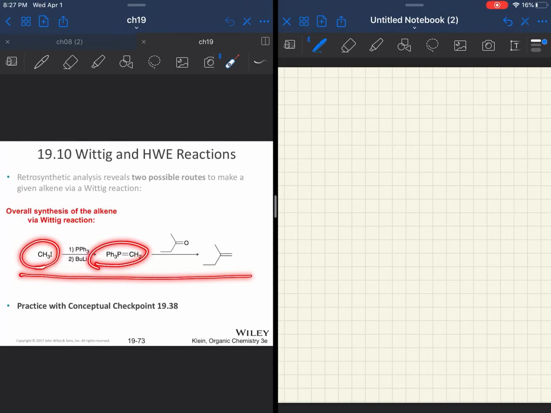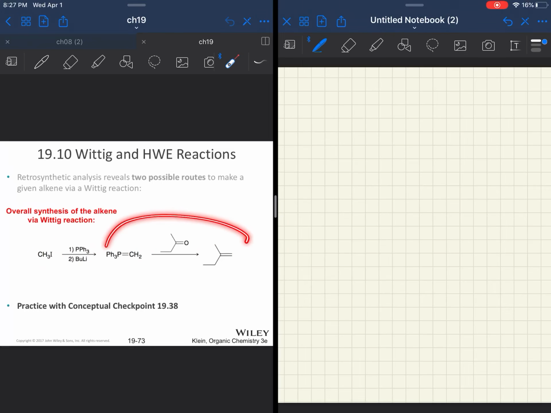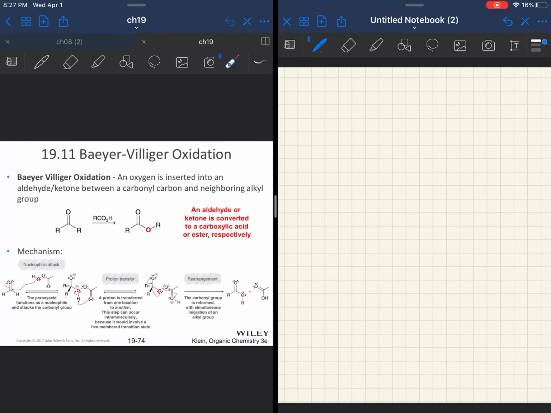Okay, this is what it would look like if you were asked to do the whole synthesis, starting with the alkyl halide, making the ylid, and then right here would be the Wittig reaction. This is the portion that you're going to be responsible for, right? Just the Wittig at the end. I think this is the last bit, and this is where we're going to wrap up.